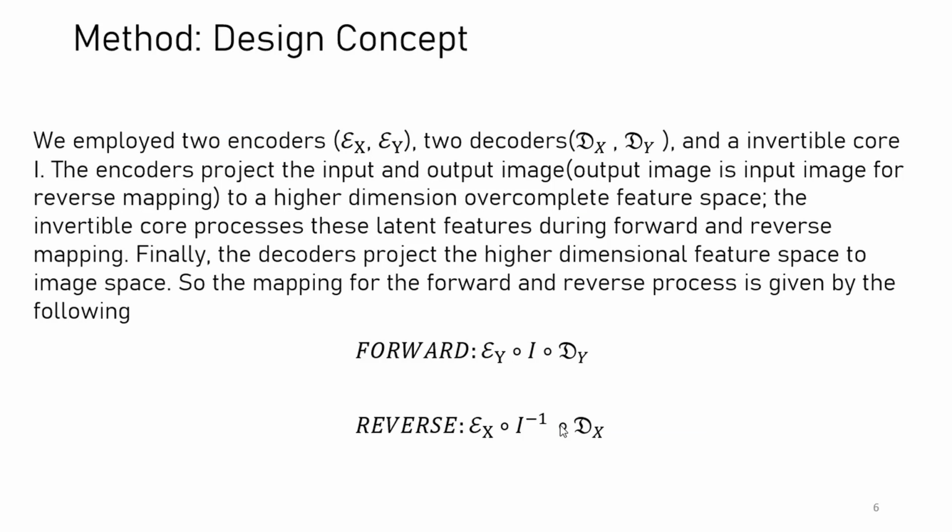In our setting, we employ two encoders EX and EY, two decoders DX and DY, and an invertible core I. The encoder projects the input and output image to a higher dimensional feature space. The invertible core processes this feature during forward and reverse mapping. Finally, the decoder projects the higher dimensional feature to the input image space. So the mapping for the forward and reverse mapping is given by the following.